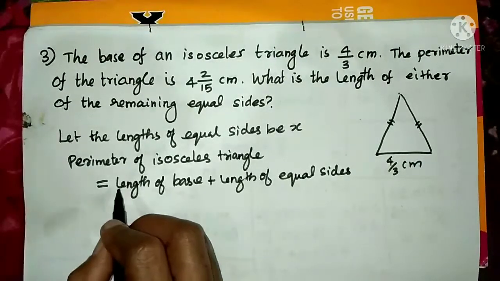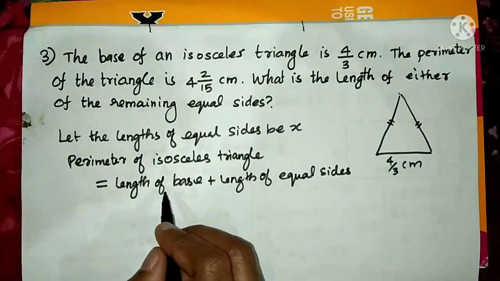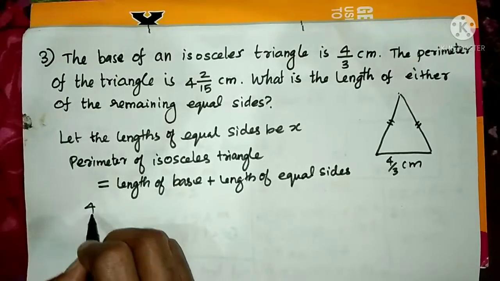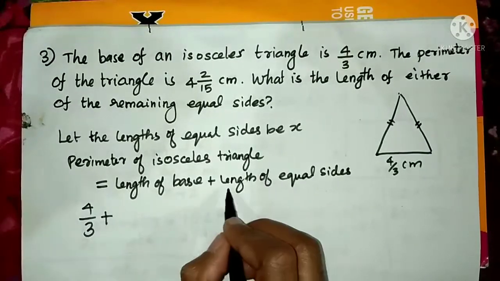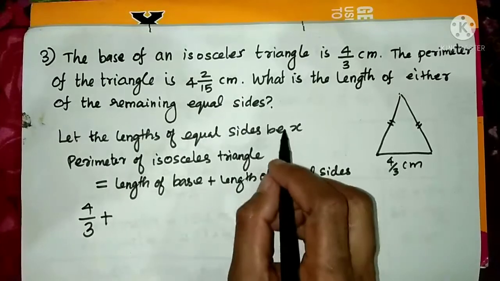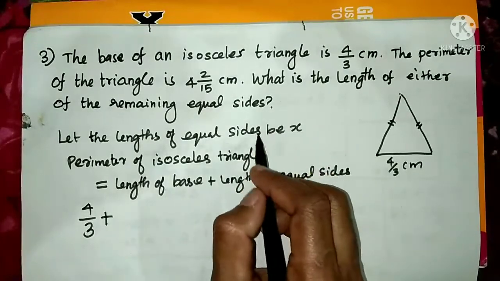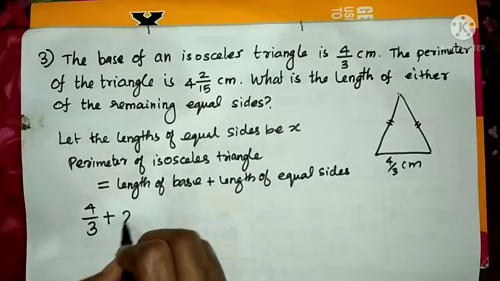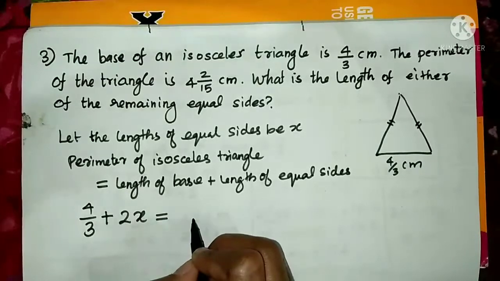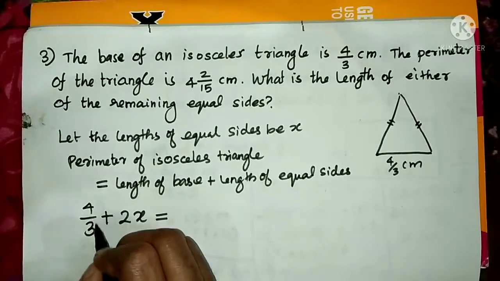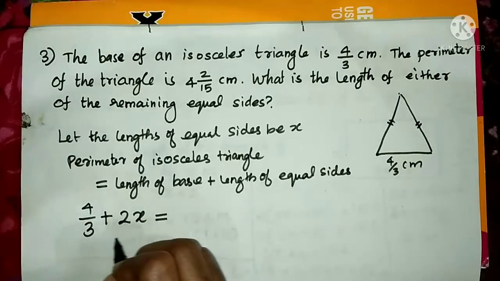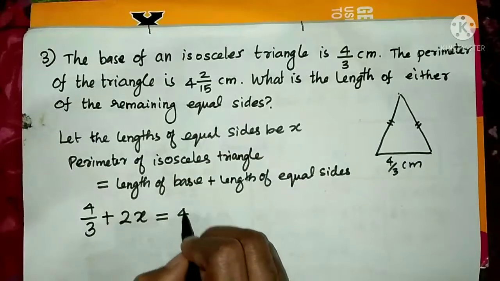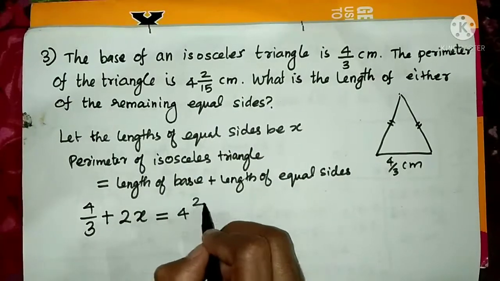So here, using this, we can substitute the values, which are all things we know. The length of the base we know, that is 4 upon 3, plus the length of the two equal sides, which we don't know, so we have kept x here. So we can write 4 upon 3 plus 2x, that is equal to the perimeter. What is the perimeter given in the question? That is 4 2 upon 15.